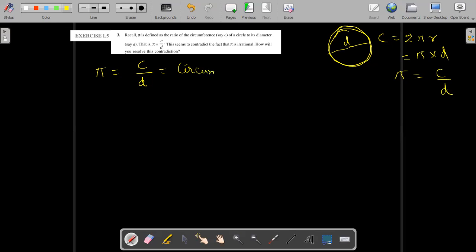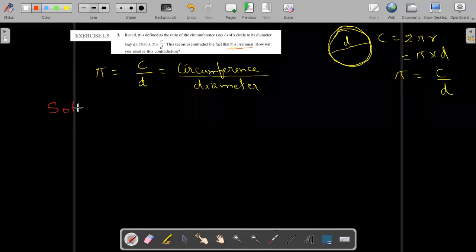You know that already from the formula of the circumference of a circle: circumference divided by diameter. But here the question is, as it looks like the ratio of two numbers, it seems to contradict the fact that pi is irrational. How will you resolve this contradiction? Pi is an irrational number, as I told you. So we just have to write the reason in the answer.